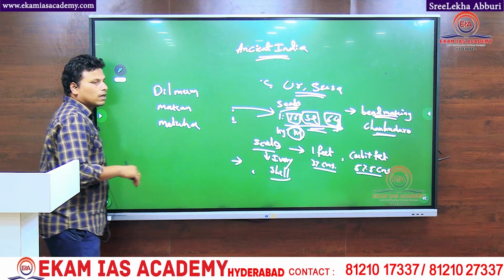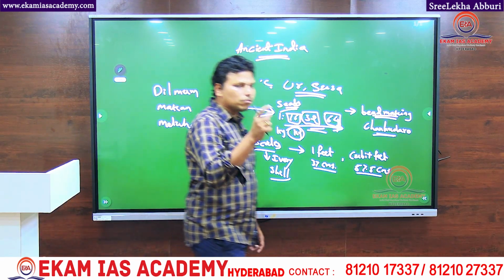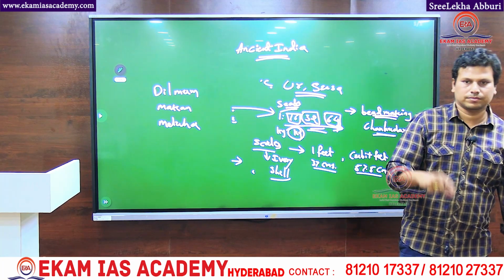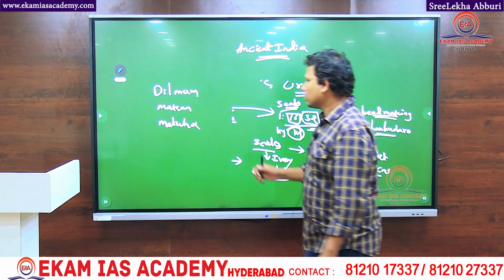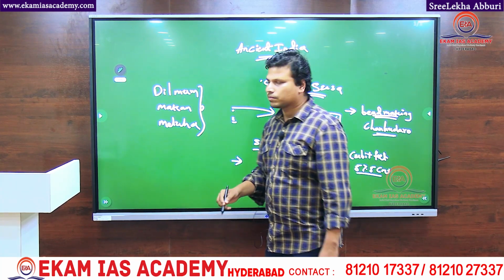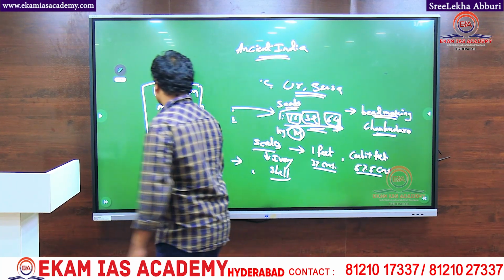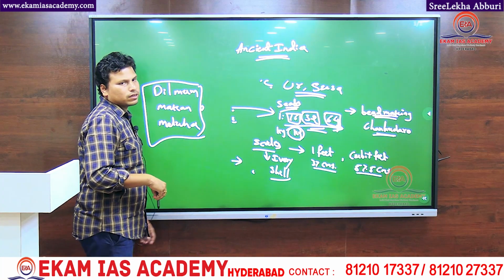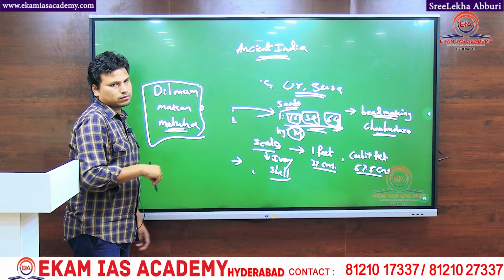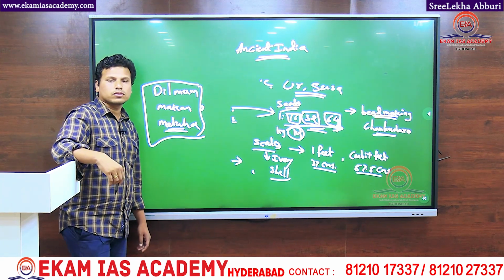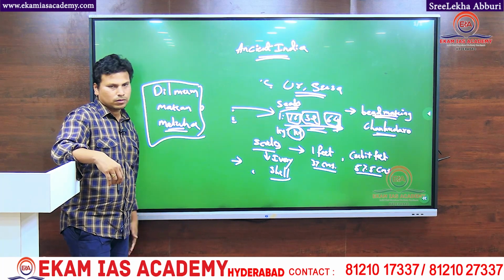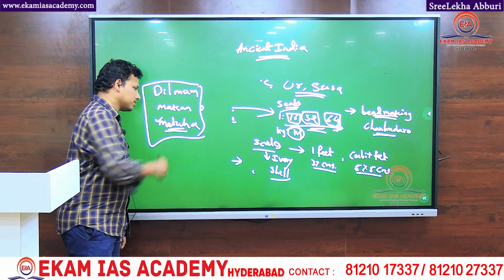These were the three trading points between Mesopotamia and IVC over the land. Not only the seaborne trade was there, overland trade was also there through this. And some historians argue that Meluha is nothing but Mohenjo-daro, right? So Meluha is not a different city, it is simply Mohenjo-daro. So that is also one argument.